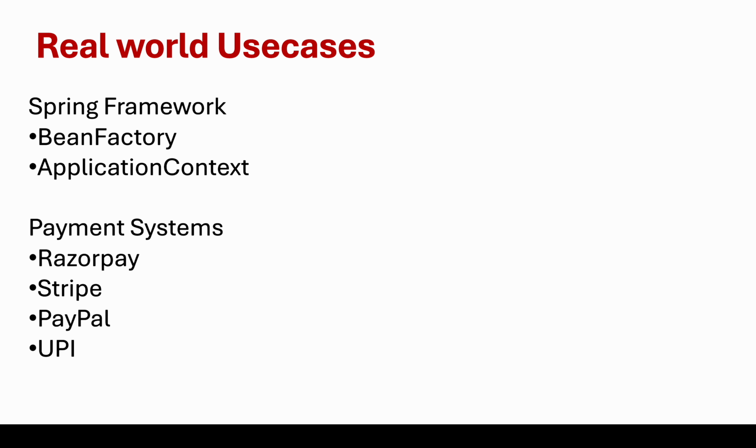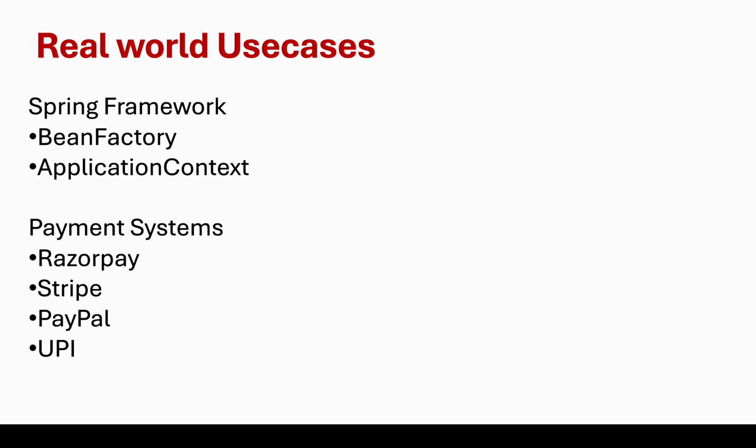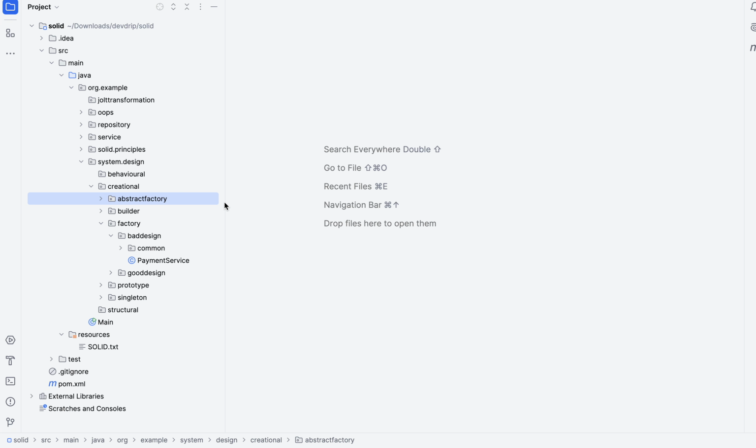These are some real world use cases. Before we see the problem, let's also see where the factory design pattern is used. It's mostly used in the bean factory and application context. And if you have ever worked on payment systems, we have different payment gateways: Razorpay, Stripe, PayPal. For these use cases, the factory design pattern is used. There are other examples as well, but I have listed only the ones that I have worked on. Now let's look at the bad code design.